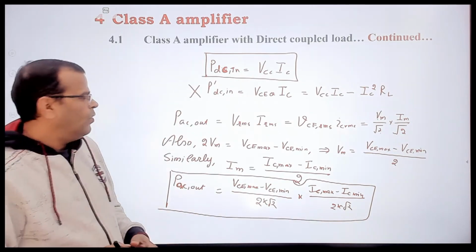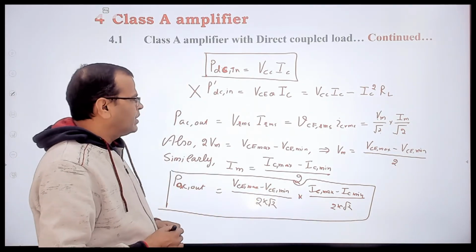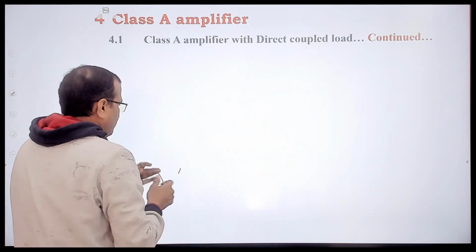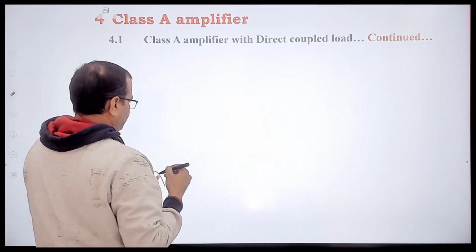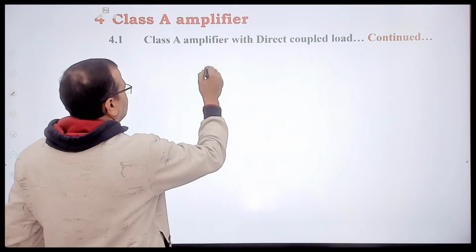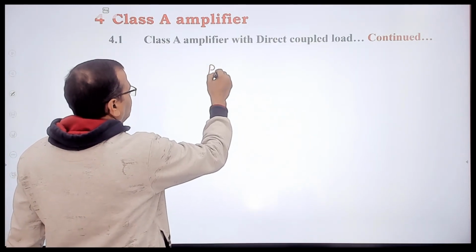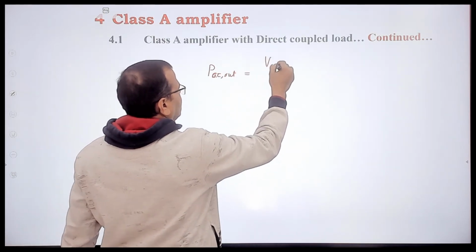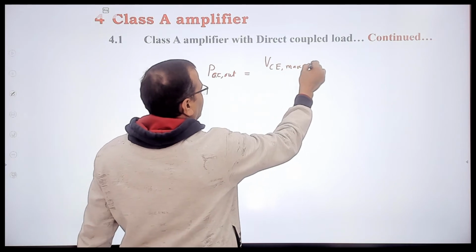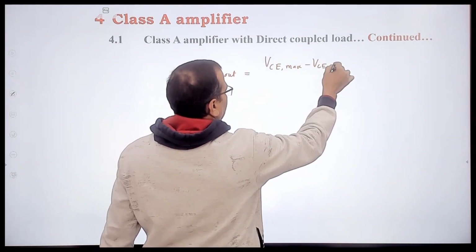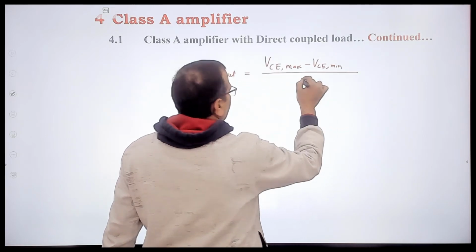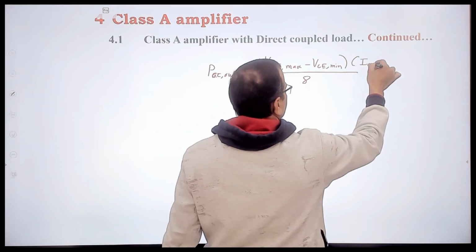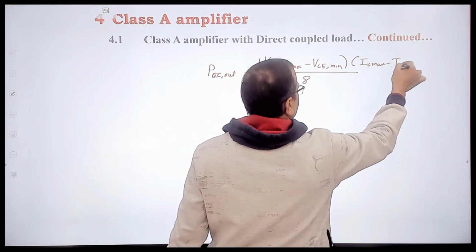Now I can simplify it further. It can be written like this. Let us see that. PAC out will be equal to VCE max minus VCE min divided by, I'll write 8 directly, into IC max minus IC min.